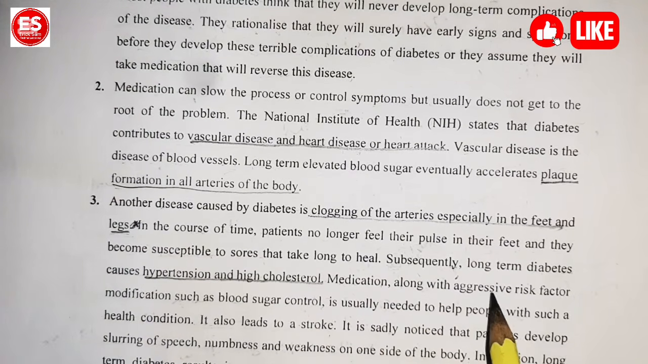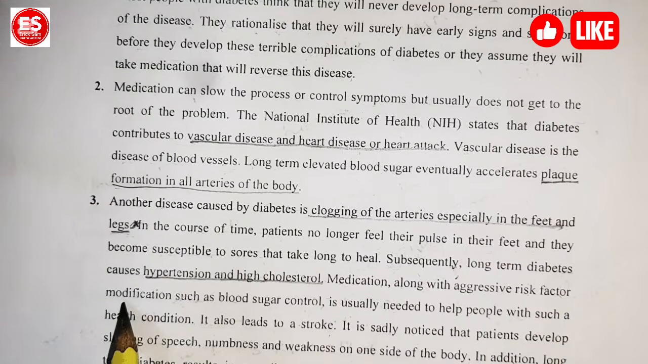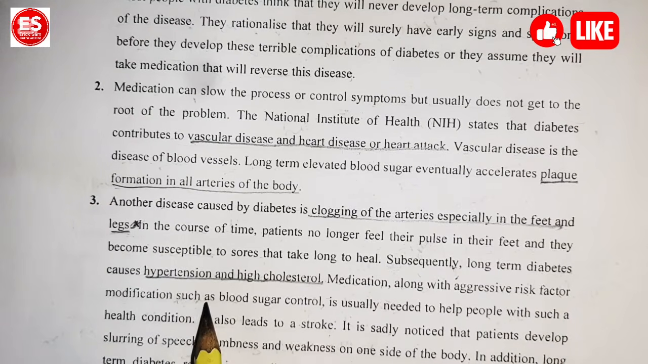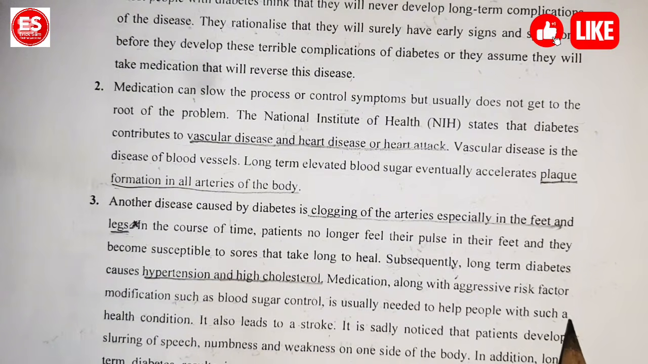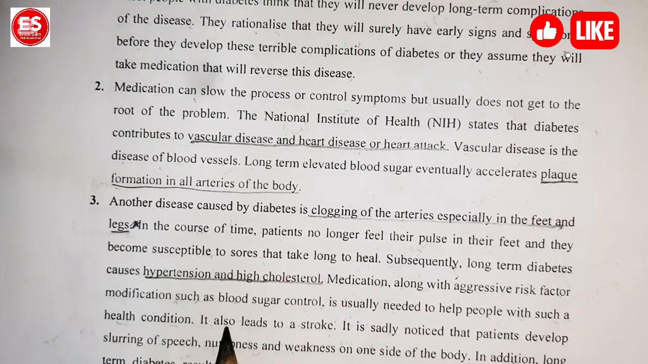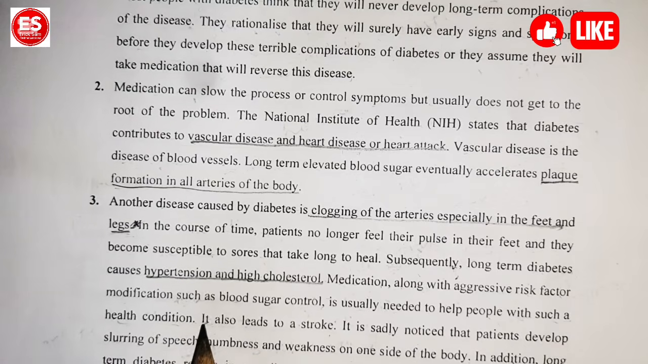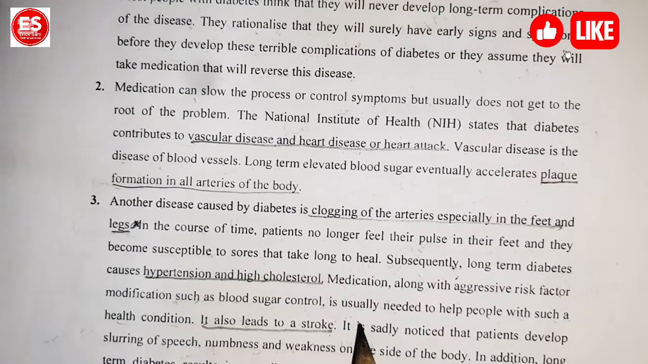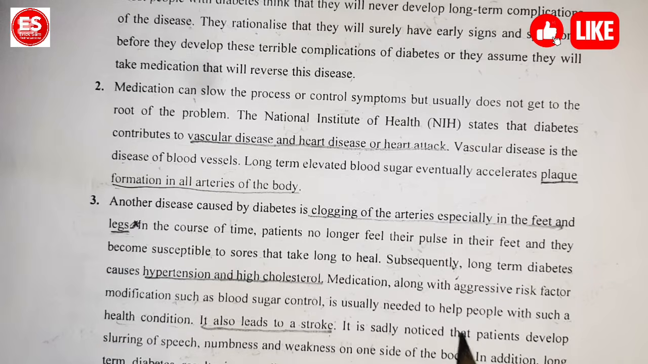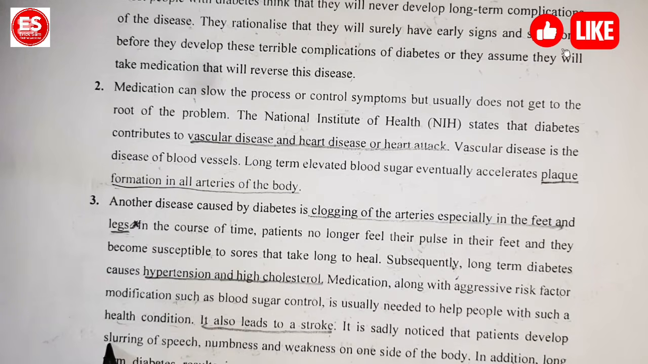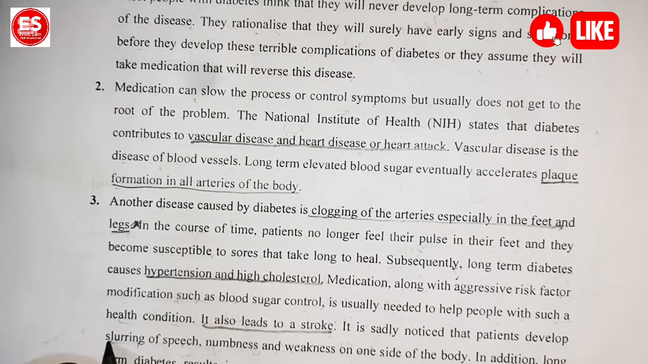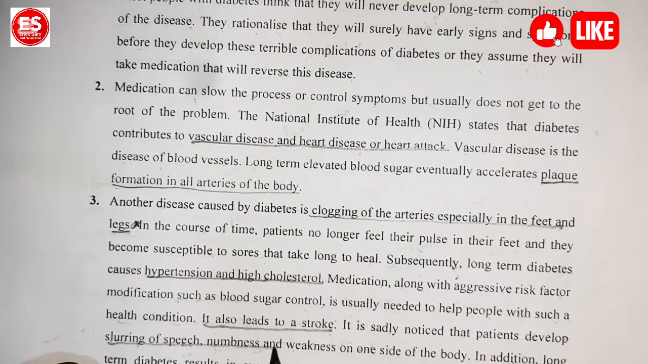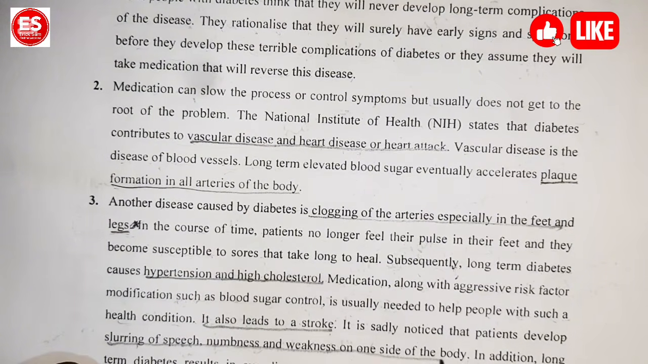Medication along with aggressive risk factor modification such as blood sugar control is usually needed to help people with such a condition. It also leads to stroke. It is sadly noticed that patients develop slurring of speech, numbness, and weakness on one side of the body.